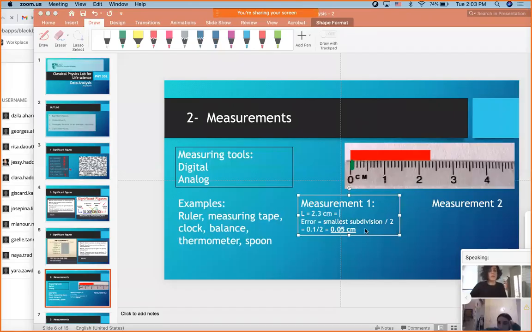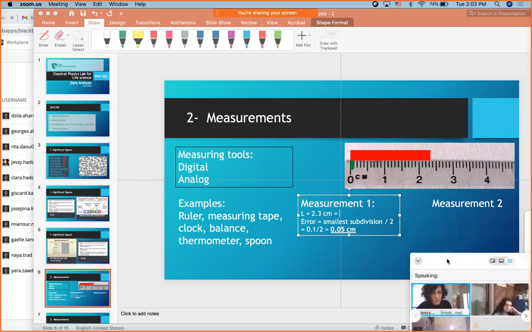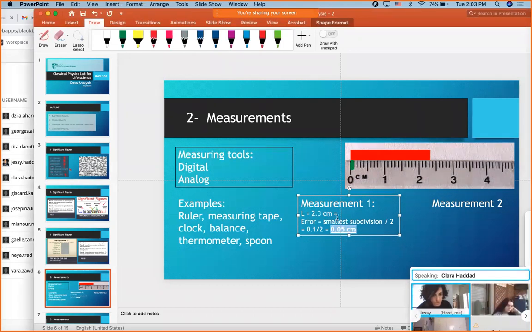So we were doing something important, and I was talking to Clara. We said that the error is 2 decimals, so my measurement should also be 2 decimals. And yes, you have the right to say 2.30 centimeters. Why is this important?